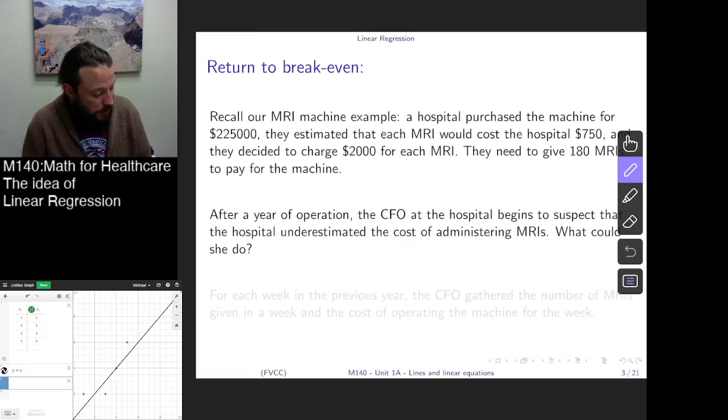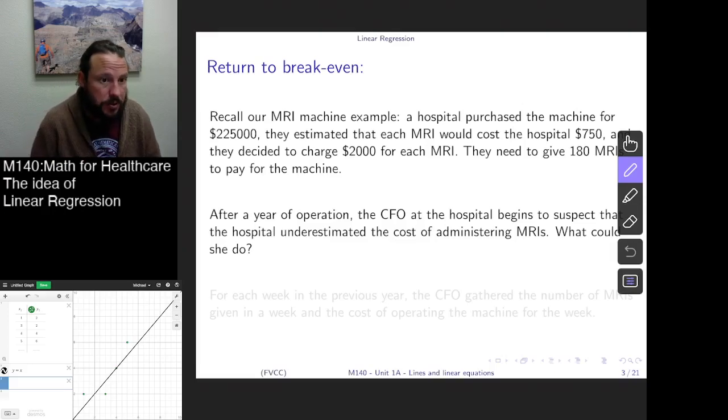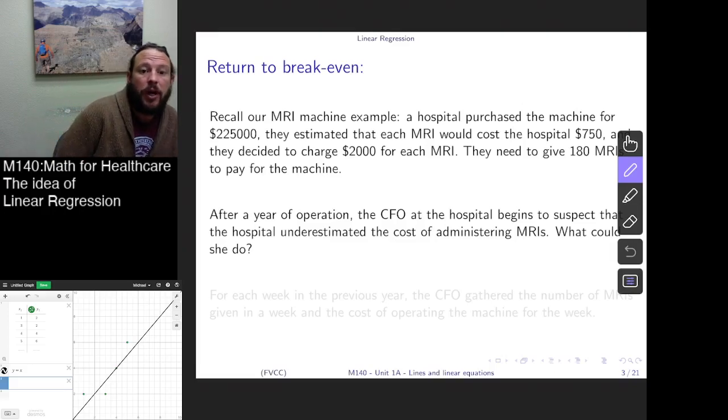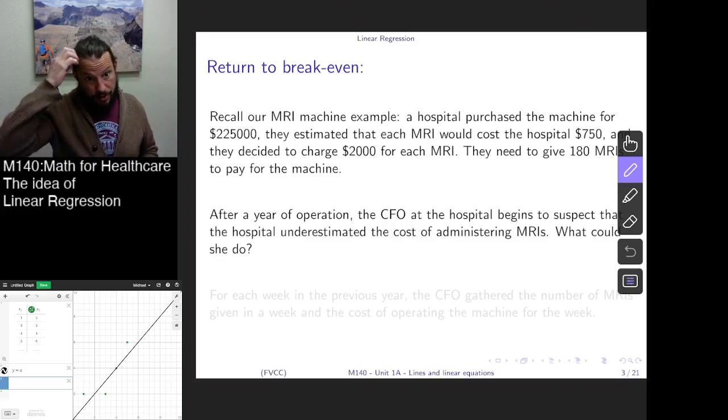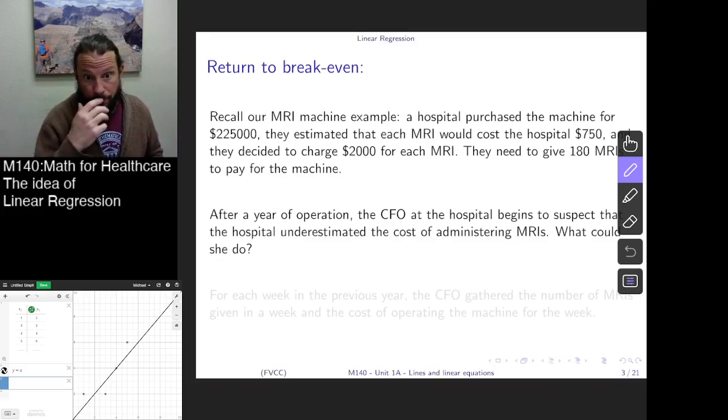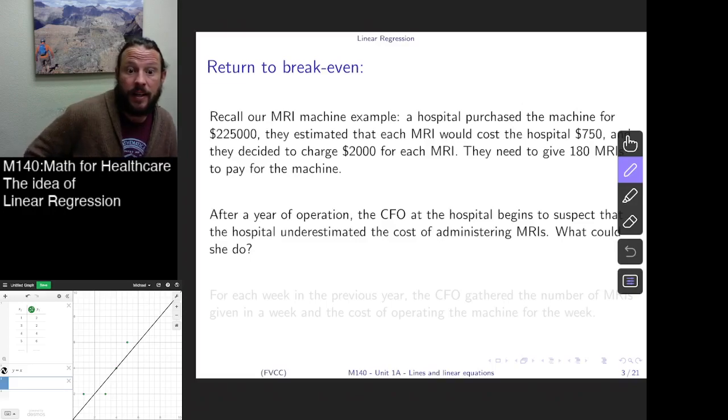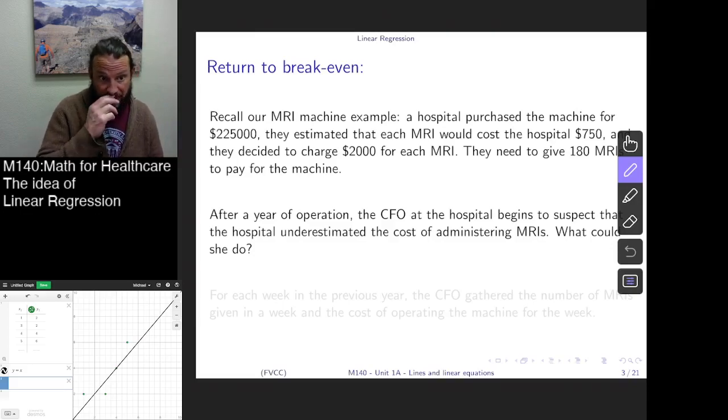So let's see an example where it may come up. Remember last time we had a hospital that purchased a machine for $225,000. They estimated each MRI would cost the hospital $750, and they decided to charge $2,000 for each MRI. They need to give 180 MRIs to pay for the machine. Right, that's what we found last time.